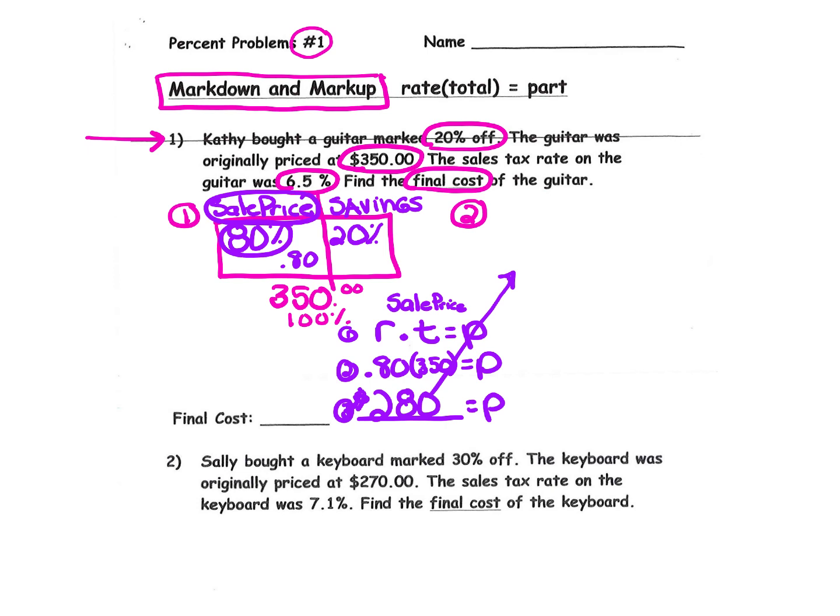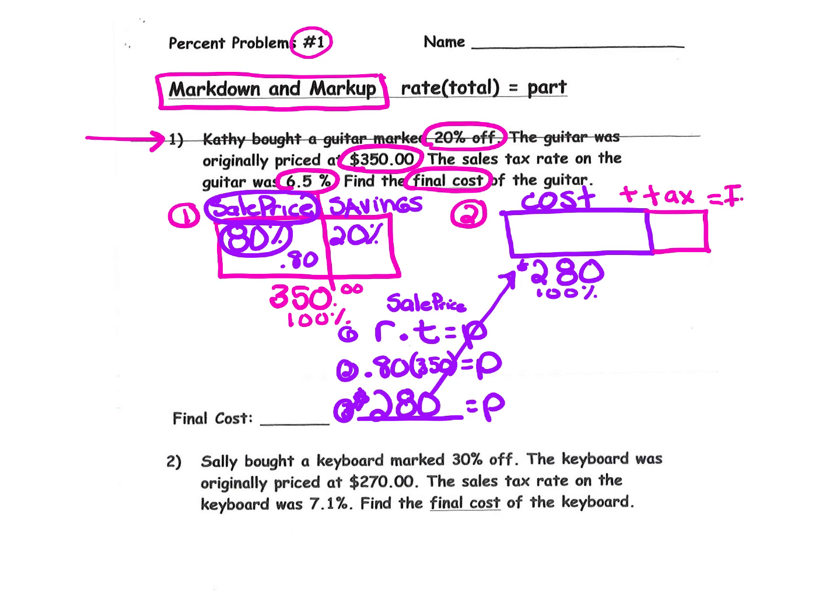So let's draw our second tape diagram. The cost of the guitar is $280. Tax needs to be added on. We need to do a markup. And ultimately, we want to find the final cost.